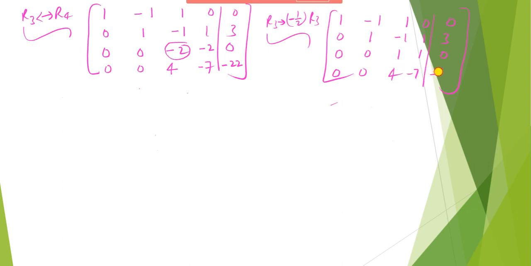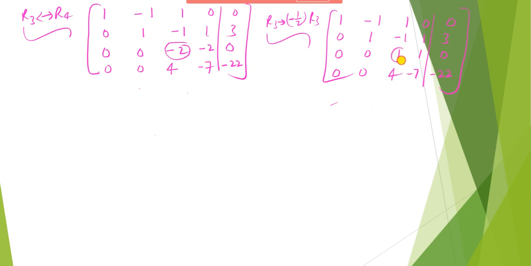Now make this entry 1. If we divide this R3 by -2, then R3 will be -1/2 times of R3. So the reduced system is of the form 1, -1, 1, 0, 0; 0, 1, -1, 1, 3; 0, 0, 1, 1, 0; 0, 0, 4, -7, -22, because we change only the third row, that is, the third row divided by -2.